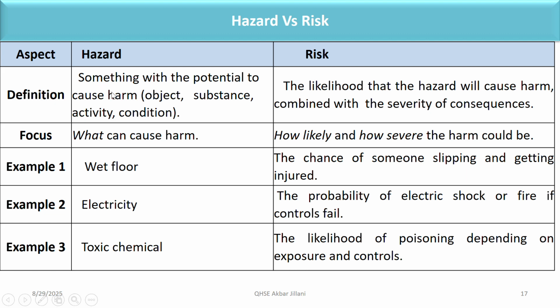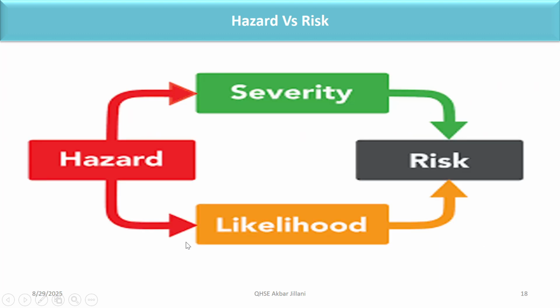Now over here, this is the definition of hazard and then the risk. Then focus: what can cause harm, and how likely and how severe the harm. Then wet floor, the chance of someone slipping and getting injury. Electricity, getting electric shock. Toxic chemicals, over here, the likelihood of poisoning, depending on exposure and control.